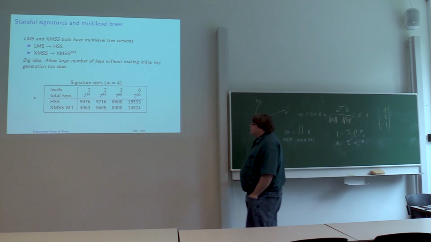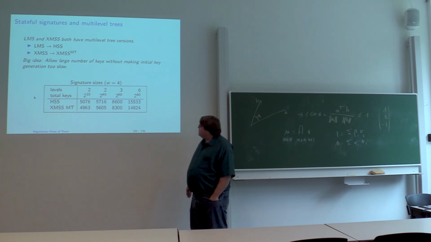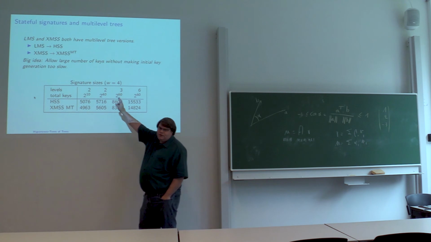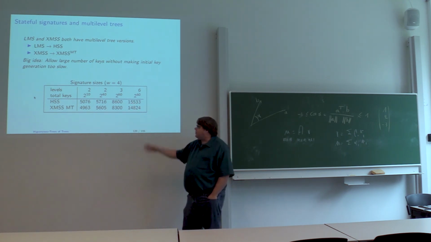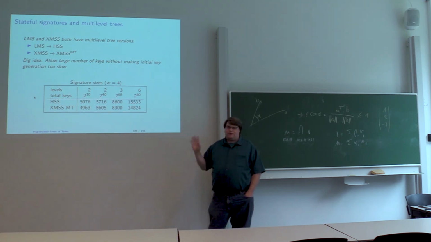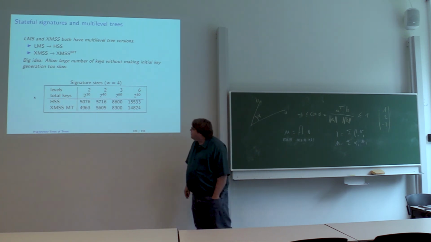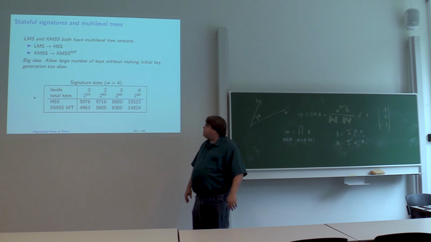So if you have, I think actually this number is wrong. It should be 2 to the 20 total keys in 2 levels, so 2 levels of 2 to the 10. The rest I think are correct. I copied this last night, so if these numbers are wrong, sorry. Just copying them out of a comparison paper.